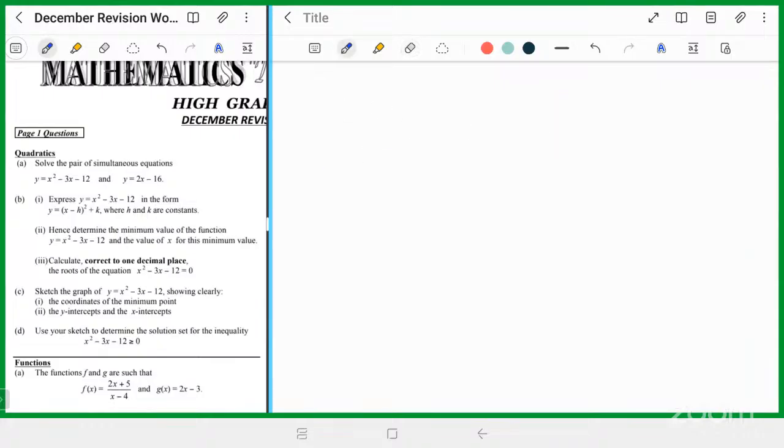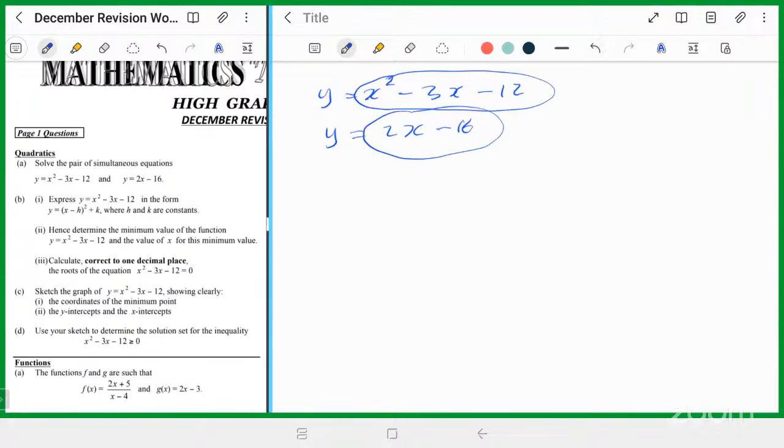This is not the only way to do it, but this is a good way to do it. So the curve is y equals x squared minus 3x minus 12, and the line is y equals 2x minus 16. So at the point of intersection, this y and this y are equal, and the curve is saying y equals this, and the line is saying y equals that. So if the y on the line and the y on the curve is the same, it means then that this is equal to that. That is what happens at the intersection.